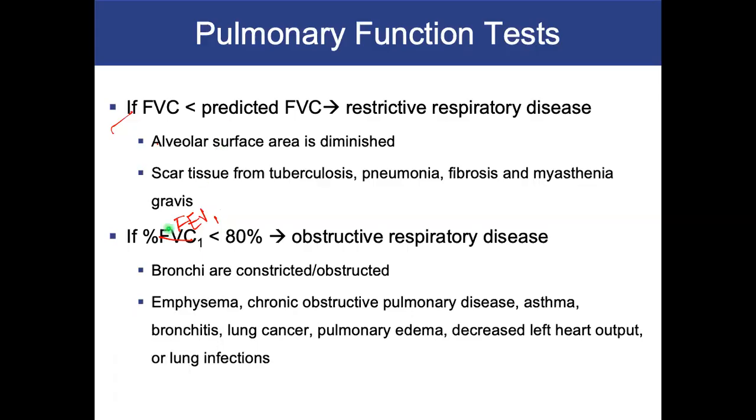What does this mean? An obstructive pulmonary disease means you're obstructing air flow through those tubes. So the bronchi are constricted or obstructed. Again, early stages of emphysema will show this. Chronic obstructive pulmonary disease, one of them is emphysema. Asthma, right? Bronchitis, lung cancer, pulmonary edema, decreased left heart output, lung infections, right?